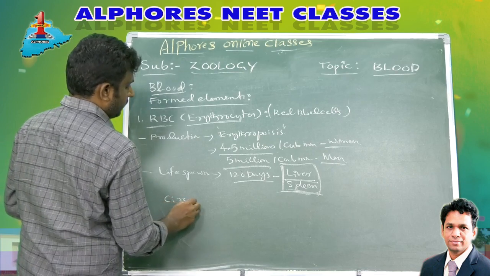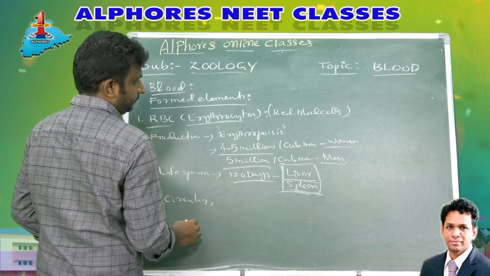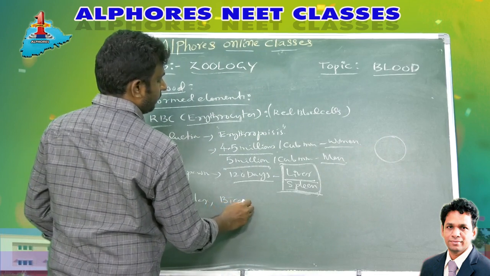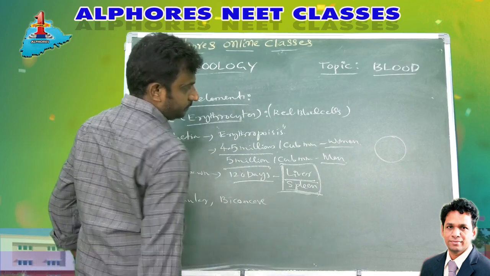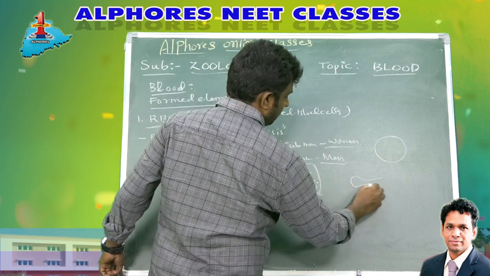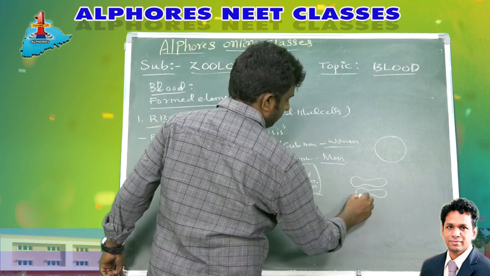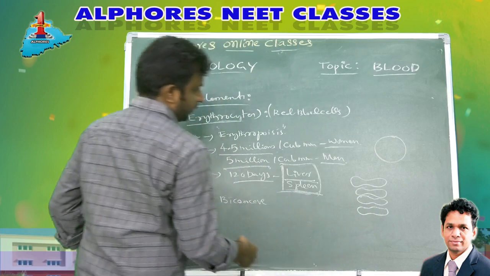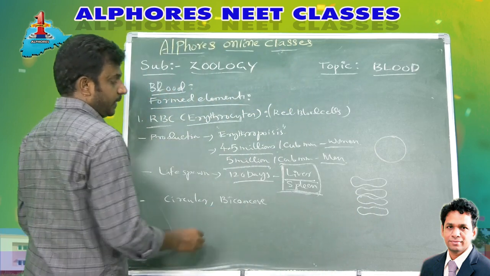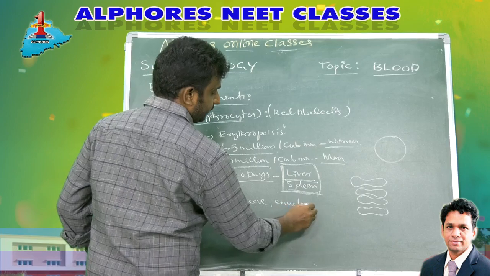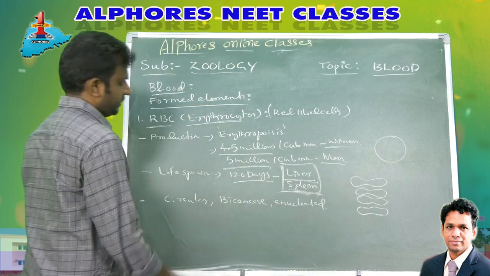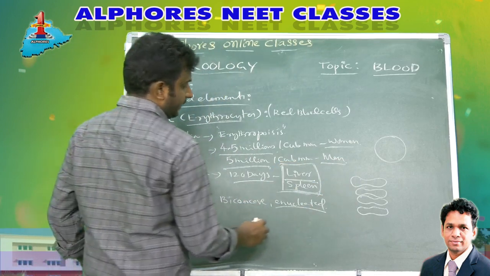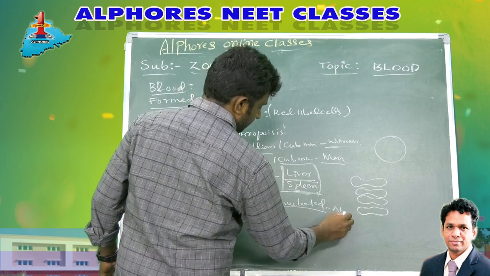Next, the structure of RBC. RBCs are circular, round, and biconcave, with both sides concave, like this. They show a Rolex arrangement, just like a stack of coins. They are enucleated, circular, round, biconcave. Enucleated means absence of nucleus.